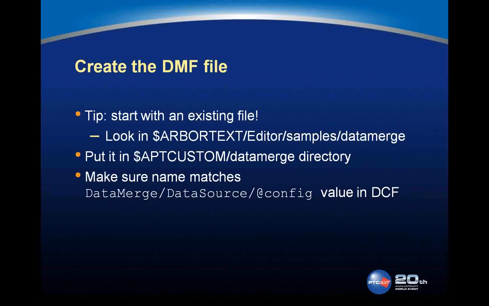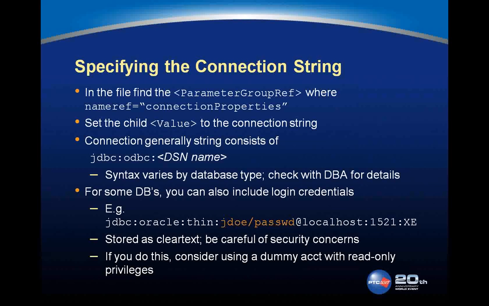Okay, so creating the DMF file, my advice is to not try to build one from scratch, but take one of the examples out of the samples directory and start with that and modify it to fit your needs instead of trying to mock one up from scratch. It'll give you a big head start, and it'll help you to see how the pieces fit together. So, take a copy of that, put it into your custom directory under data merge, and make sure that the name of the file that you have there matches what you've set up in your DCF file as the configuration file.